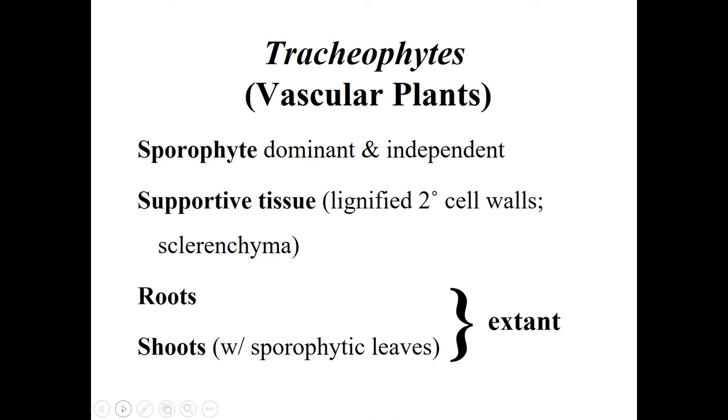So we're looking at tracheophytes. Trachea means tube, and phyte is plant, of course. These are the vascular plants. In these plants, the sporophyte is dominant. The sporophyte is the part of the plant that is diploid, 2N. It's dominant, it's independent. Independent means, or another way of saying that is, free living.